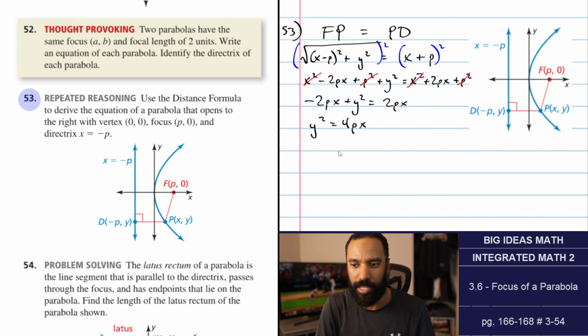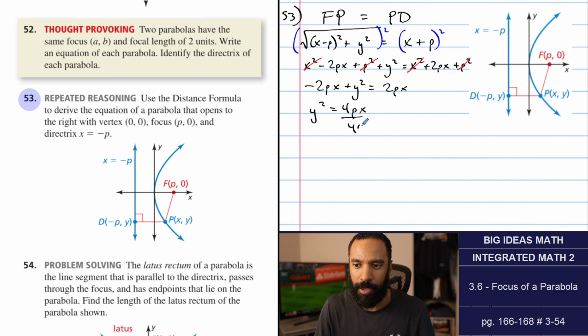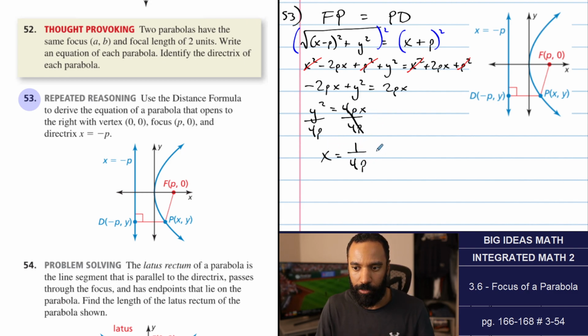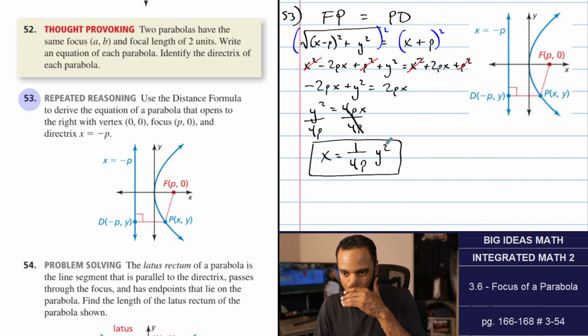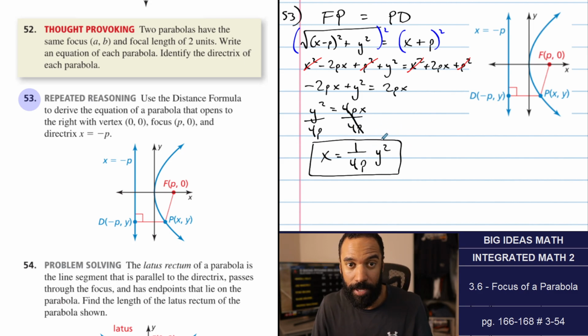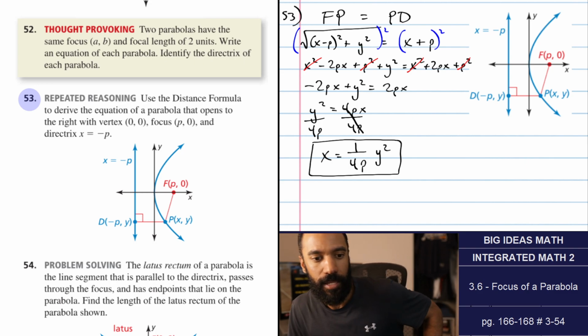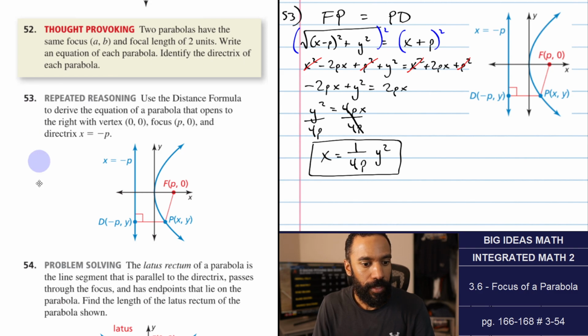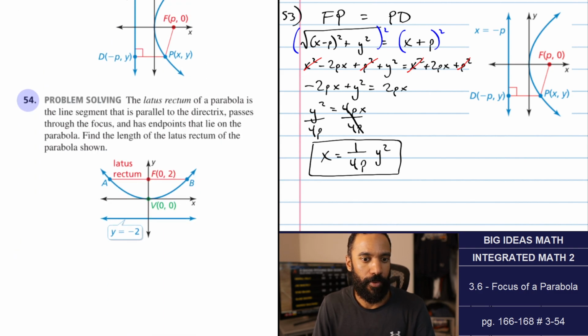And we divide both sides by 4p to solve for x. So divided by 4p, like that. So x is going to equal, I'm going to put the 1 over 4p in front, 1 over 4p y squared. And that's the equation they're kind of going for, right? I always say a y squared, a is 1 over 4p, that kind of thing. But that's the bit. And the last question, we have number 54 on problem solving.